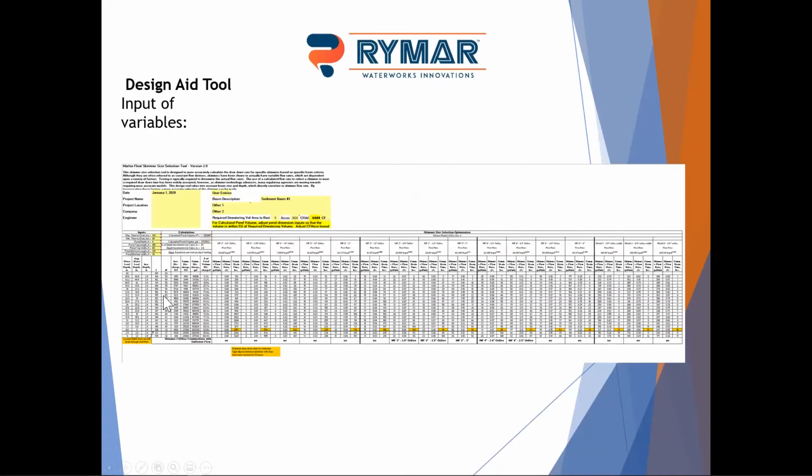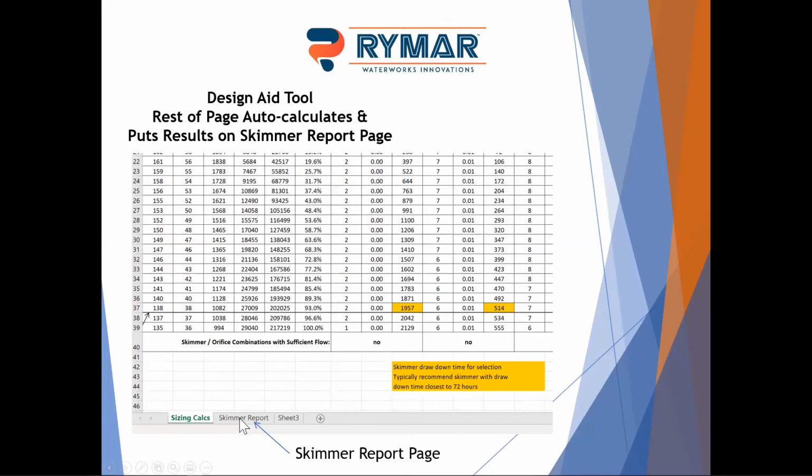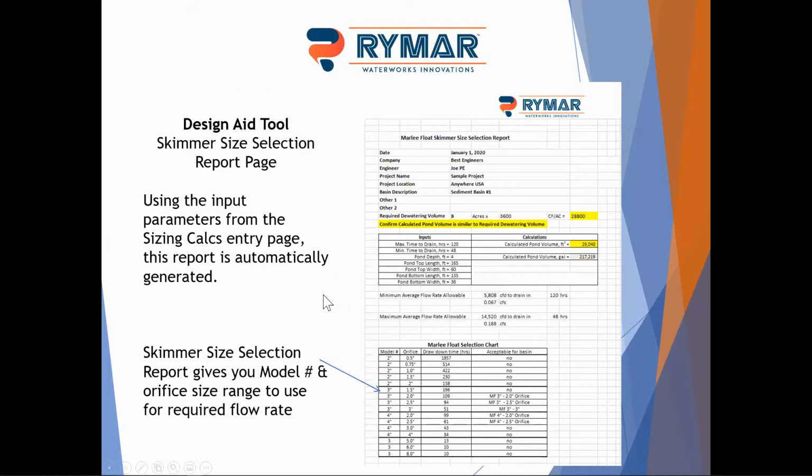So once you plug in this information, and I understand you cannot read this chart, but this just shows you we have all of our skimmer configurations on here. And at the bottom, we've created a skimmer report page tab. So you click on that tab, and it'll take you to a nice, neat one-page report. It'll give you your engineer and company information up top. It'll include the required information, required dewatering volume, your calculated pond volume, so you can easily compare those two. It'll calculate your minimum flow rate for your maximum time to drain and your maximum flow rate for your minimum time to drain.